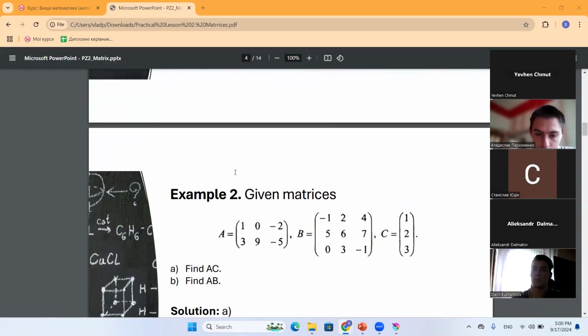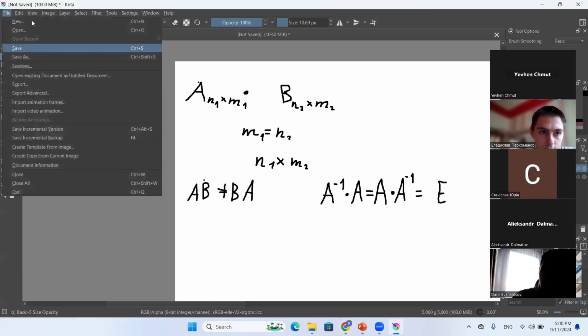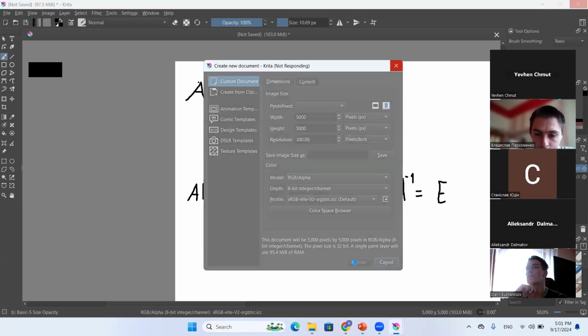And now it's time to multiply matrices. So firstly, let's multiply A by C, and let's do it together. The first part, A multiply B, you will do on your own. A little bit slow today.